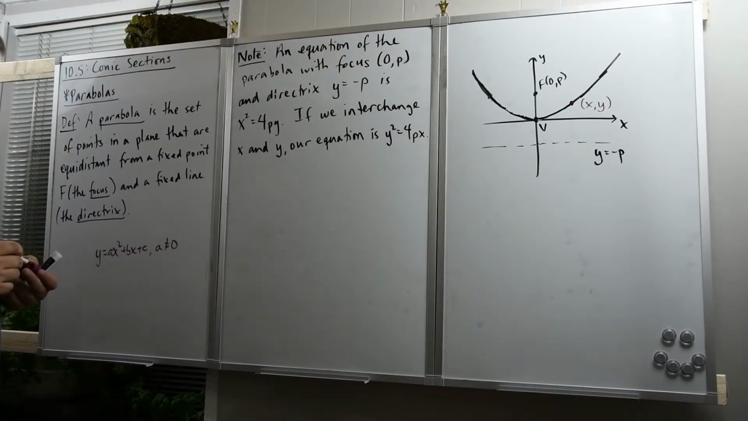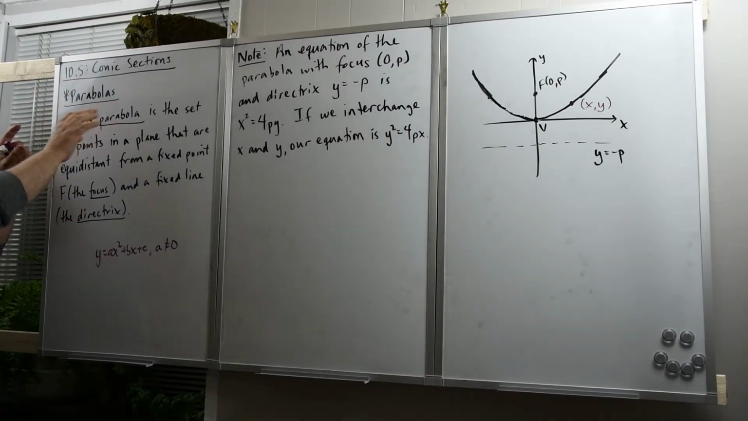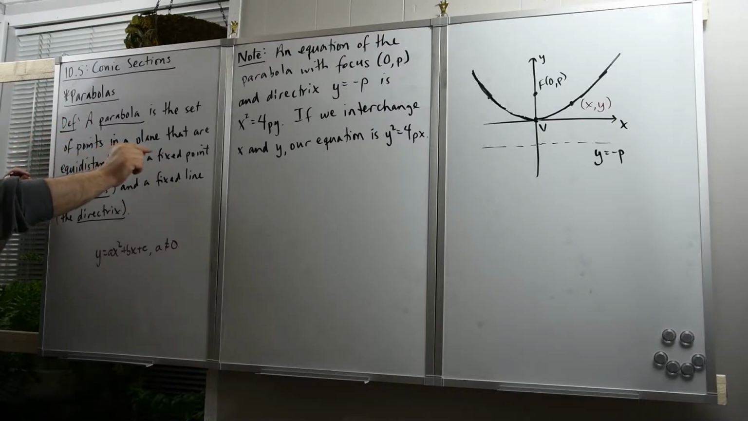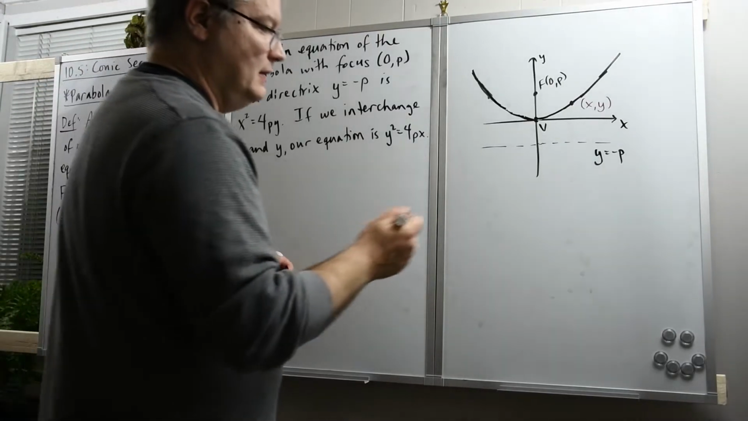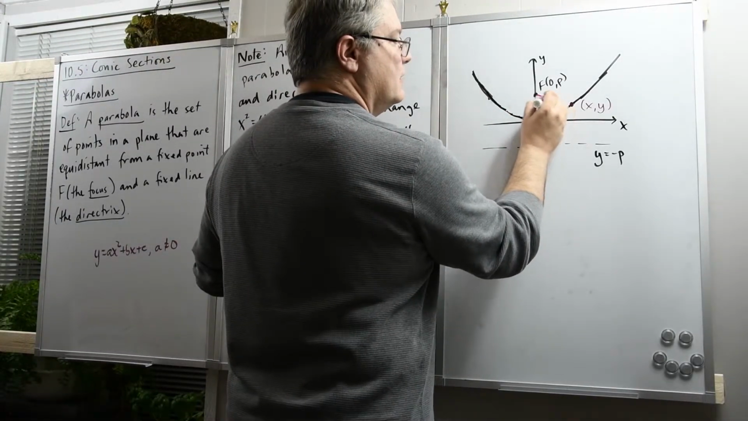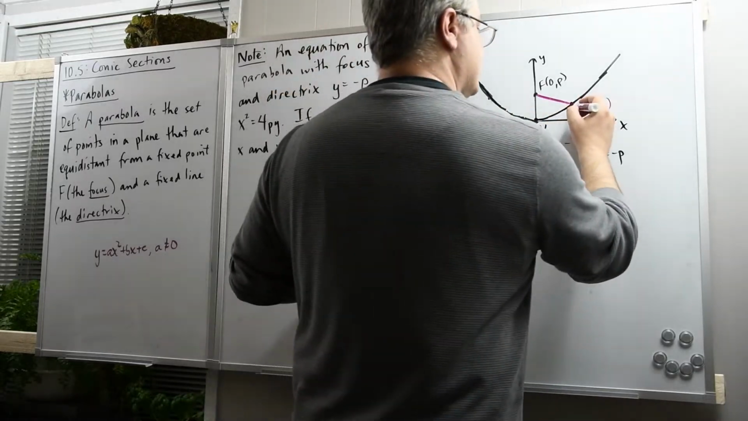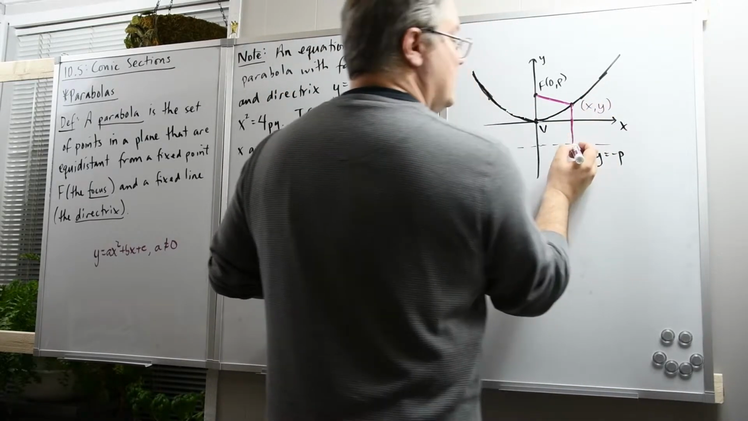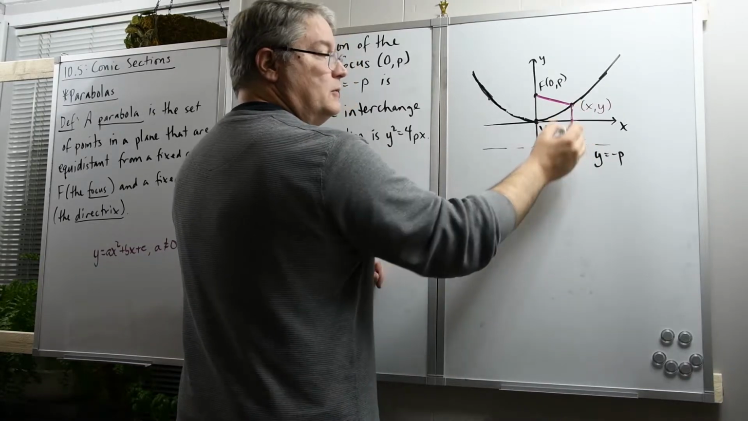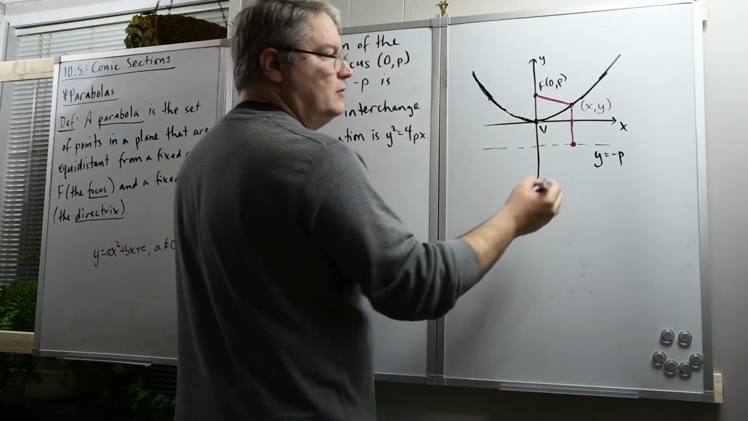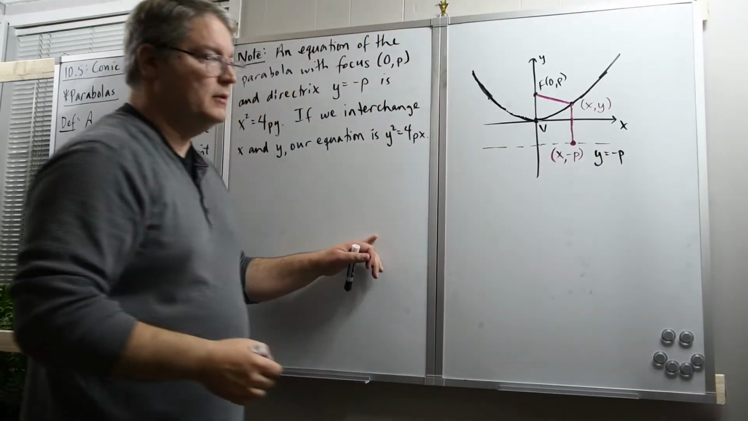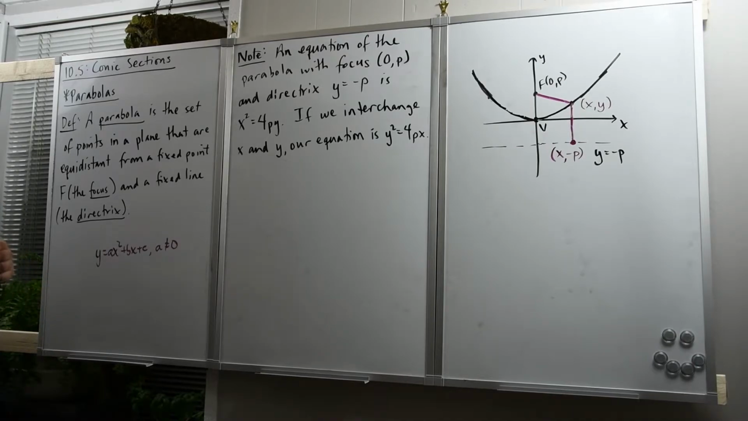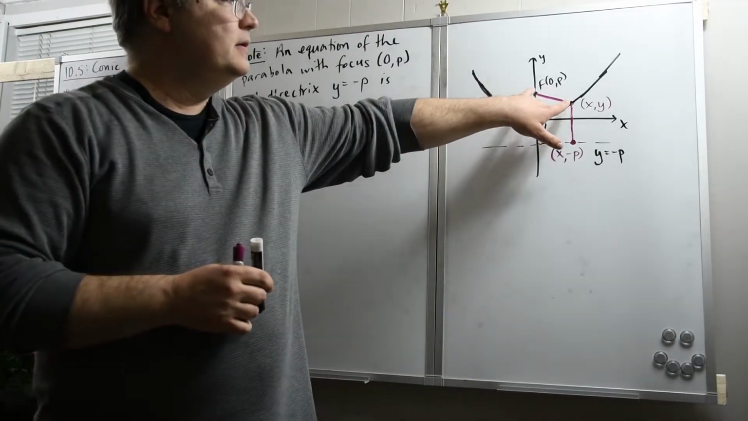So we start to consider this definition once again. A parabola is the set of points in the plane the same distance from the focus as they are from the directrix. Now what that means is that this distance we see here had better be the same as the distance we see here. Now I'm going to label this point. Notice the x-coordinate of this point has not changed, but the y-coordinate, because it's on the directrix, is going to be negative p. The distance here is the same as the distance here.